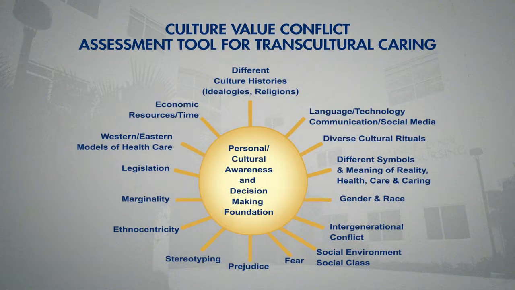The other one I spoke a lot about in the model was looking at diverse cultural rituals and how they play a role in the meaning of health. So if a patient has a different ritual that we don't understand, it's important for us again to communicate about those cultural rituals, and even our own, that we might have but don't often recognize. But it can cause some types of conflict sometimes. And again, in the model, we look at different symbols and the meaning of reality and health, care, and caring.